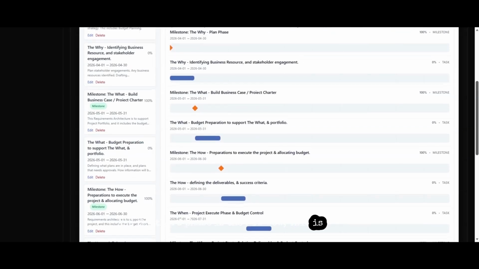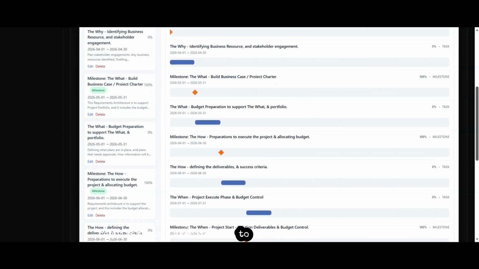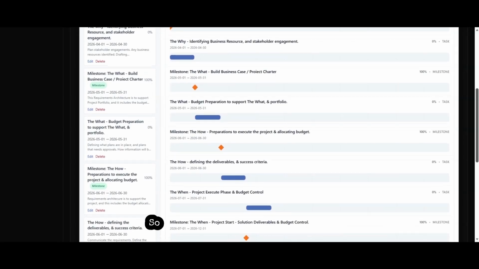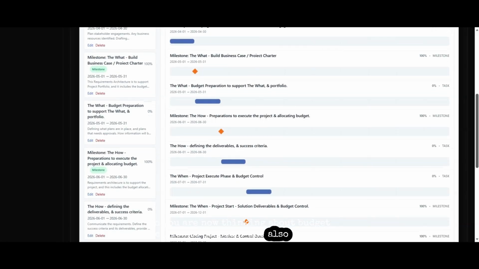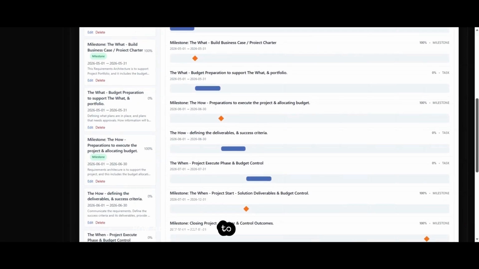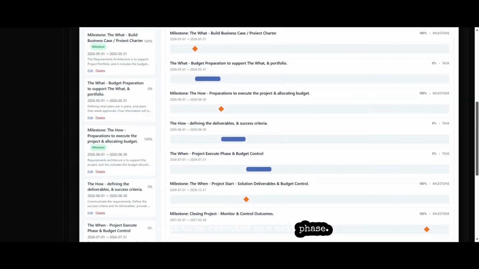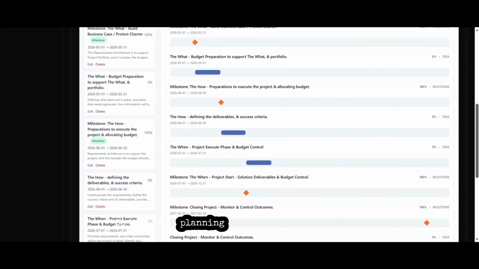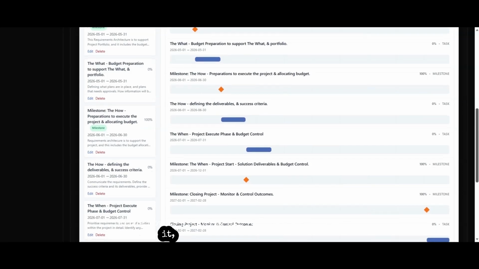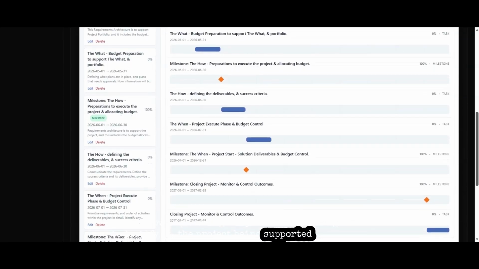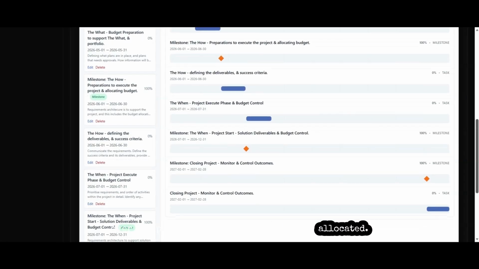Now, this is the how requirements architecture to support the project itself. So you're now thinking about budget allocation to consider, and also to prepare how you're going to hand this project over for it to be executed as the next phase. So the how is planning all your documents together to justify it, the project being supported and handed over to a project, and having those budgets allocated.